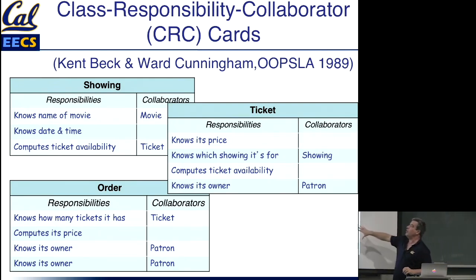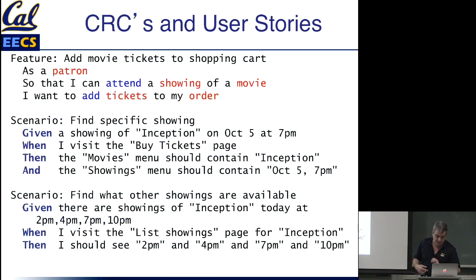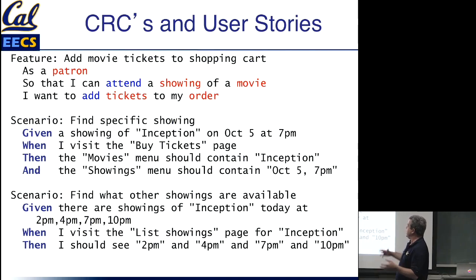So how do you get to the point of even being able to draw this? Well, you could just sit down and try to do it, but we found that an easier way to do it is to start from the user stories that you already have. So for example, if one of your user stories was something like this, adding movie tickets to a shopping cart, so as a patron, so that I can attend a showing of a movie, I want to add tickets to my order. Basically, go through that three-line part of your user story, identify the nouns, and identify the verbs.